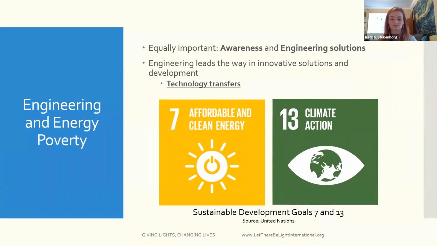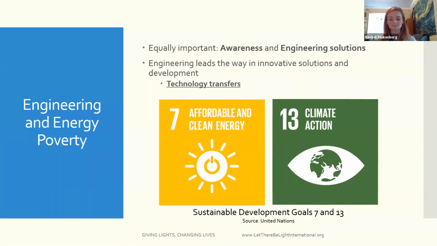And the concept of technology transfers is very useful in understanding this. It's a concept that was coined by the United Nations, and it incorporates Sustainable Development Goals 7 and 13. 7 is affordable and clean energy for everyone. 13 is climate action. So technology transfers recognizes the urgent need to combat climate change, and that energy technologies to do this exist.